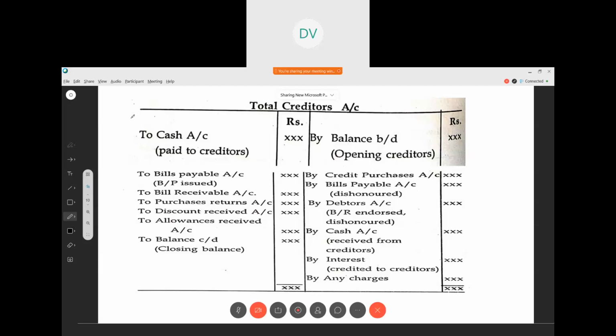So this will reduce the amount. Cash. If we are making the payment, our amount is settled. So this will decrease the value. Then bills receivable account, purchases returned, discount received, allowances received, closing balance. So if you study the format, this is very easy. The same thing we can write.